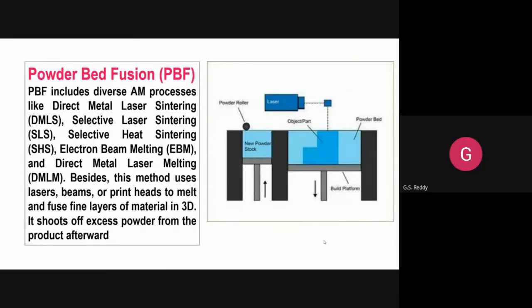The powder bed fusion, PBF, includes diverse additive manufacturing processes like direct metal laser sintering, DMLS, selective laser sintering, selective heat sintering, electron beam melting, and direct metal laser melting. Besides, this method uses lasers, beams, or print heads to melt and fuse fine layers of material in 3D. It removes excess powder from the product afterwards. It doesn't mean that all these are used at the same time; depending upon the requirements, DMLS or SLS or SHS is used. But it accommodates all these processes, is the point.